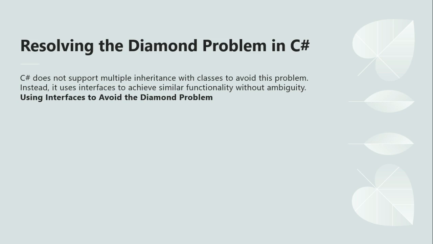So we have seen how we can resolve the diamond problem with the help of interfaces. Just to remind, C# does not support multiple inheritance with classes to avoid the diamond problem, and instead it uses interfaces to achieve similar functionality without ambiguity.